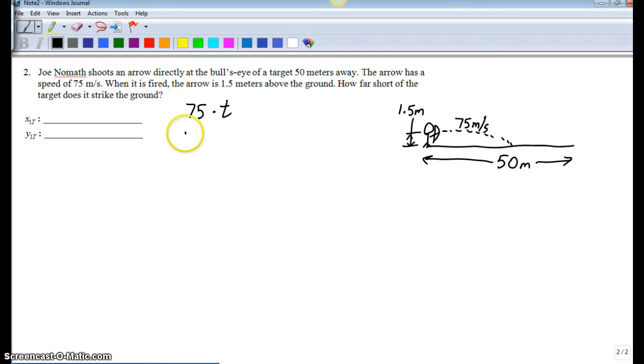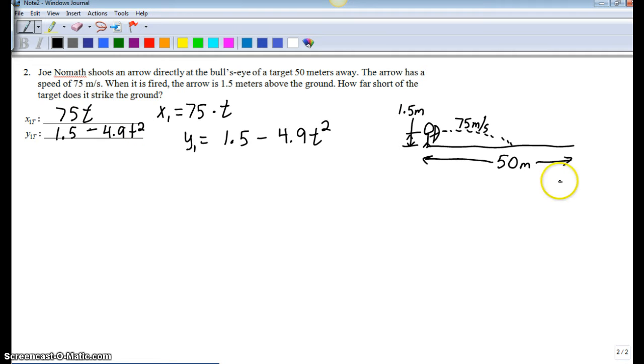In the y direction, okay, that was x1. y1, we don't have any vertical component to the speed of the arrow. It's all horizontal. So we do have our y-intercept, or our starting height, of 1.5. And from that we have to keep reducing due to gravity. So we subtract 4.9 t squared. Alright, so we're going to plug in x1 is 75t and y1 is 1.5 minus 4.9 t squared.